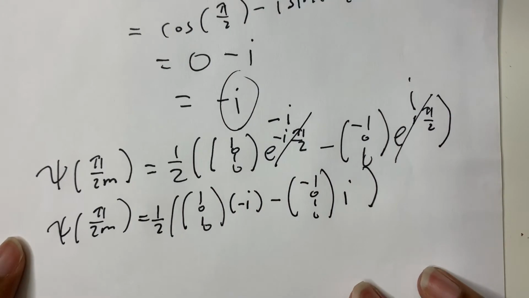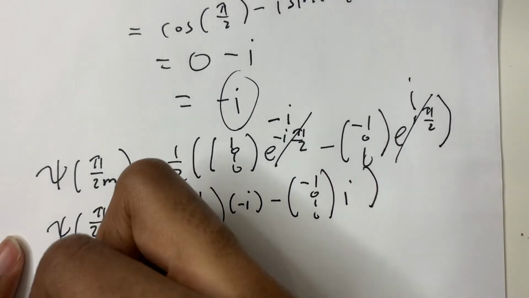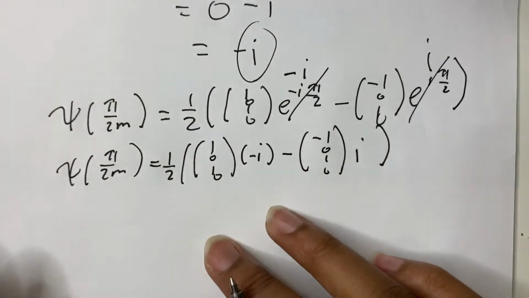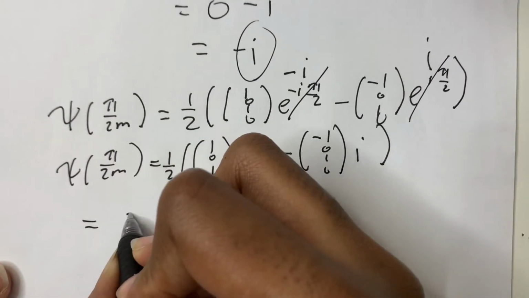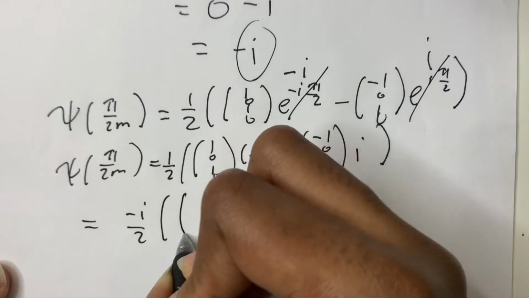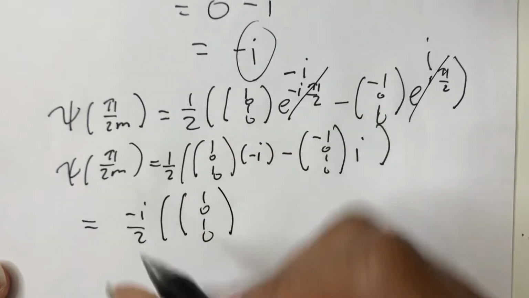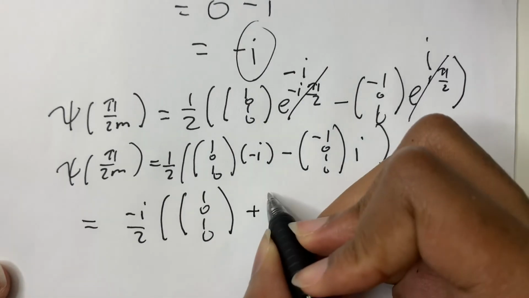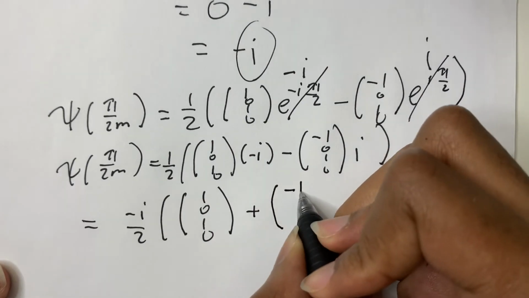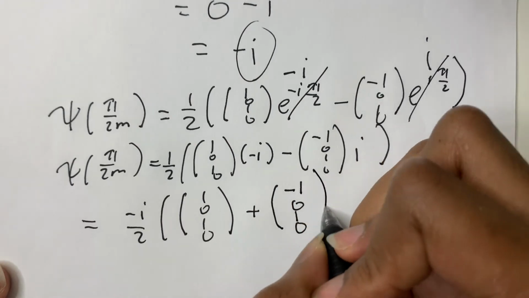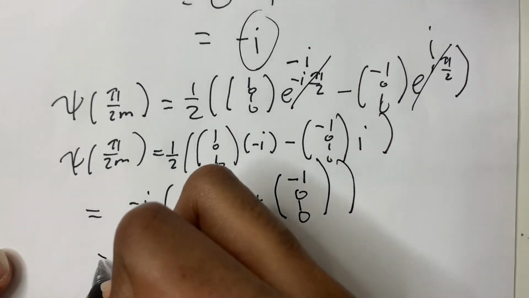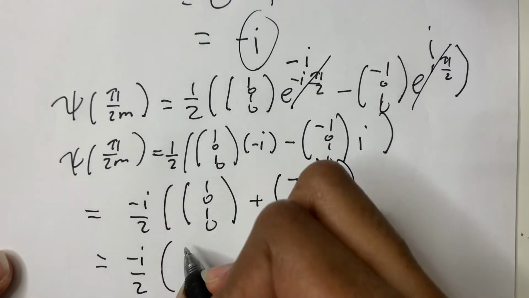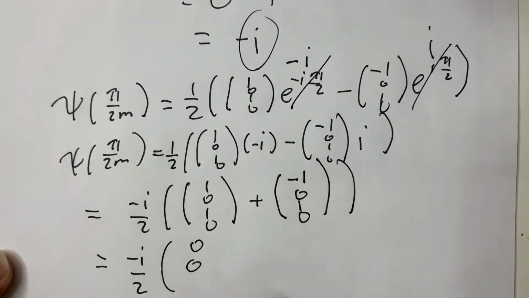But what we can do now is factor out that minus i term. So this is going to be equal to minus i over 2 times (1, 0, 1, 0), and this is already factored out, so this is going to be a plus now, plus (1, 0, 1, 0). So minus i over 2. Okay, so what's 1 minus 1? That's 0. 0 plus 0 is 0. 1 plus 1 is 2.